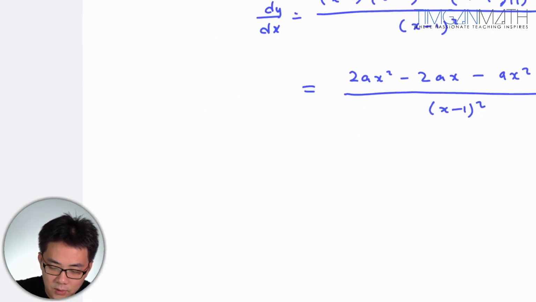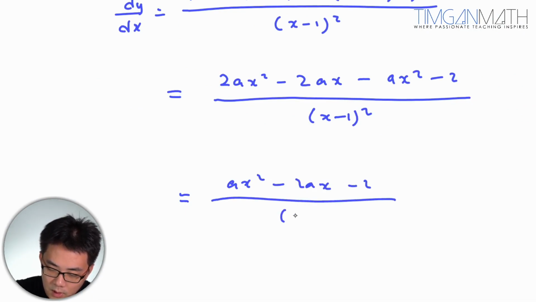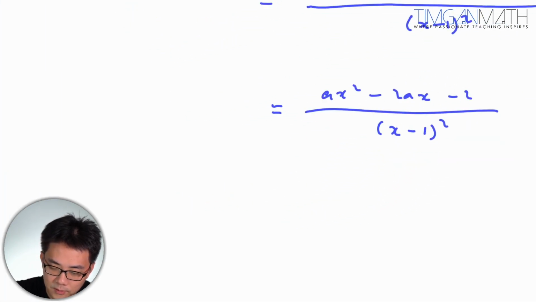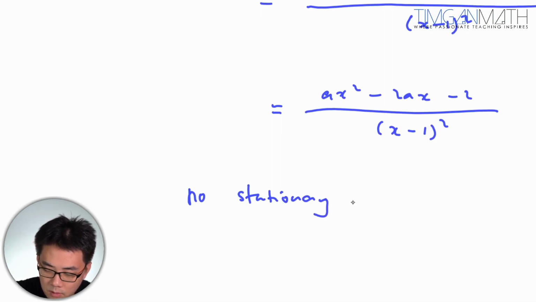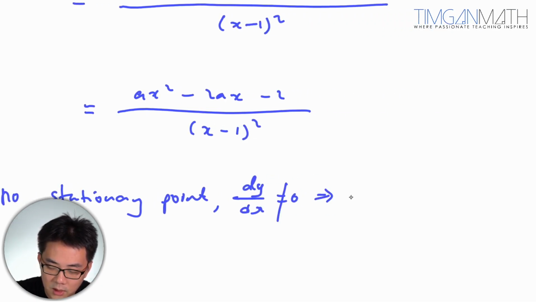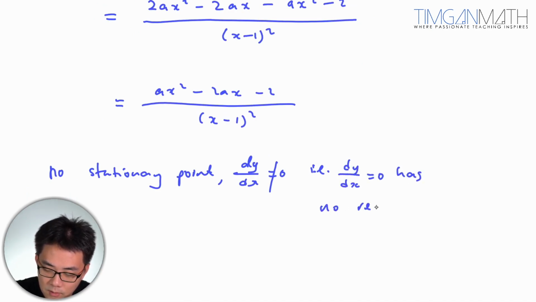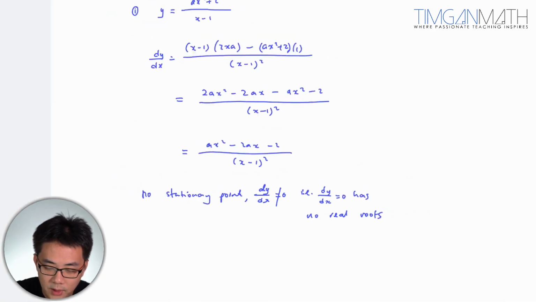Okay, so this is ax squared over x minus 1 squared. So if there's no stationary point, what we need to do is, we know that dy dx equals 0. This just means that dy dx cannot be equal to 0, meaning dy dx equals 0 has no real roots. Okay, so that can't happen.